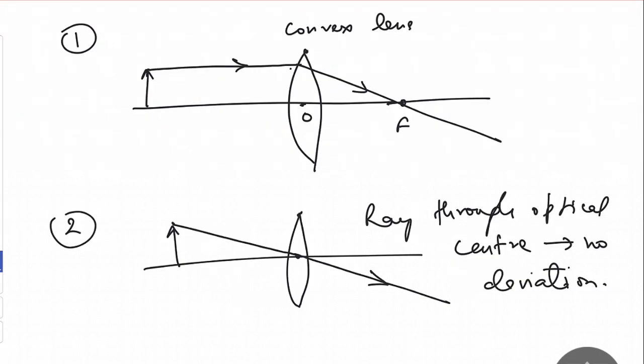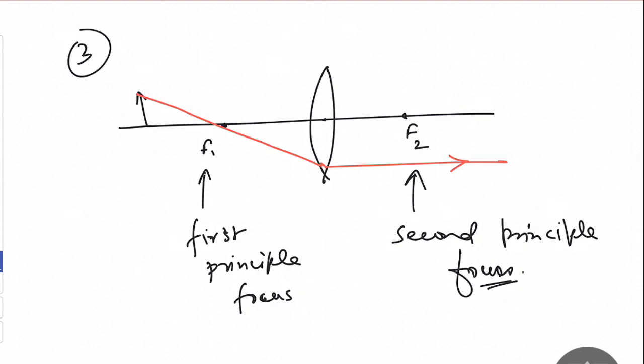So a ray which is parallel to the principal axis will go through the focus. A ray through the optical center goes without any deviation, and a ray through the focus will become parallel after refraction. These are the three types of behavior that we will see, and next class we will talk about how to use them to do the ray tracing. I have discussed only the convex lens. Next time we will talk about the concave lens also.